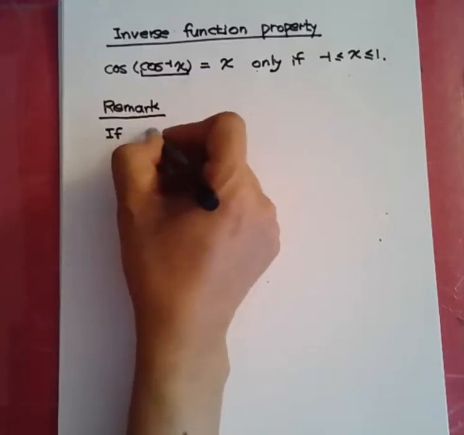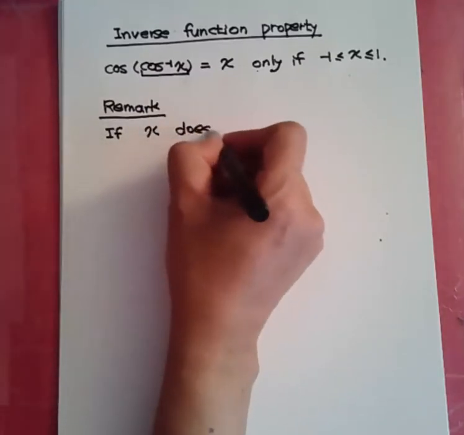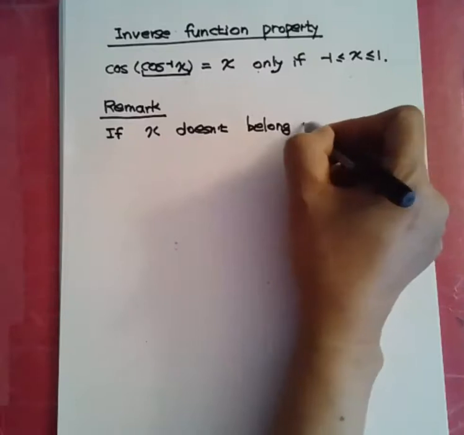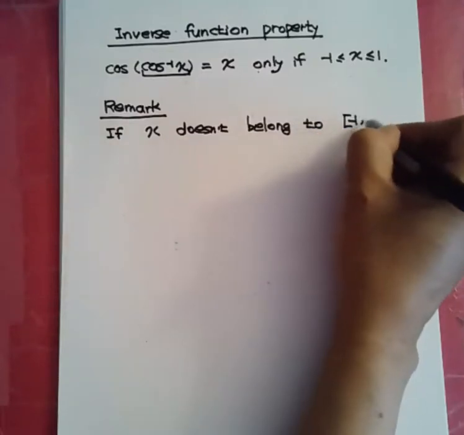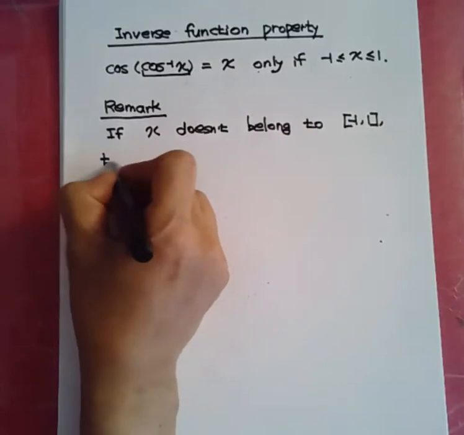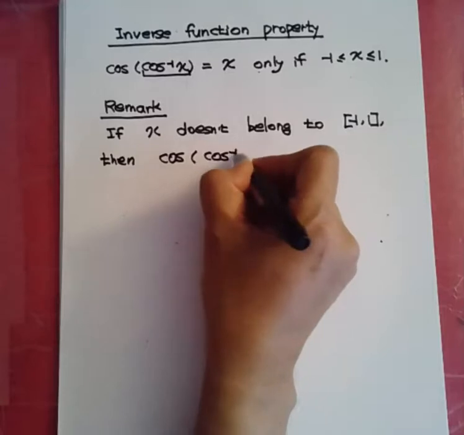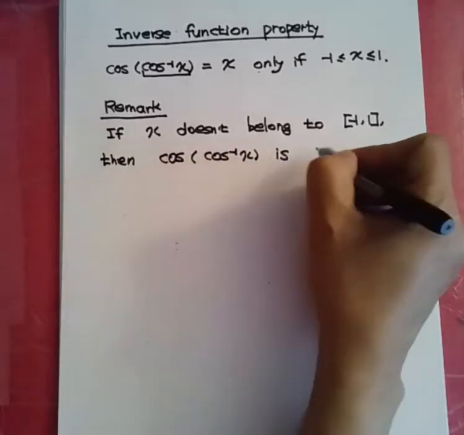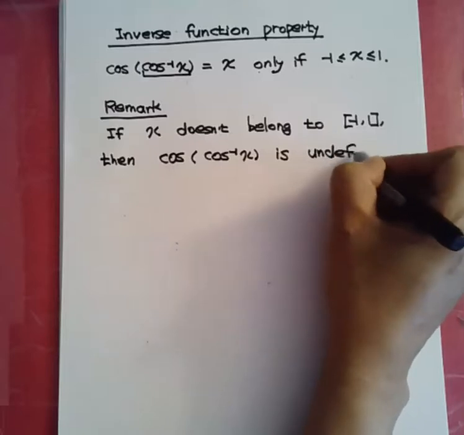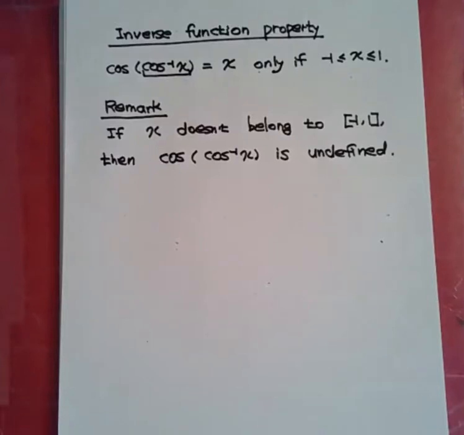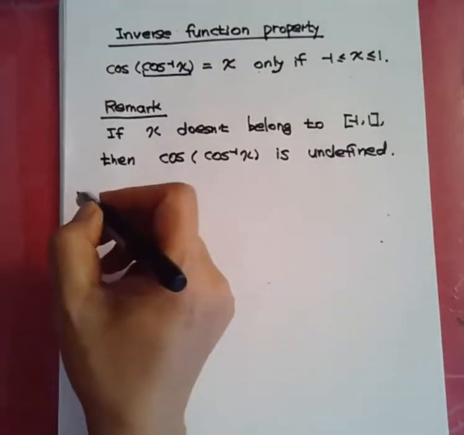If x doesn't belong to -1 to 1, then cosine of cosine inverse of x is undefined, because the x value is not in the range of cosine values, so that is not defined.